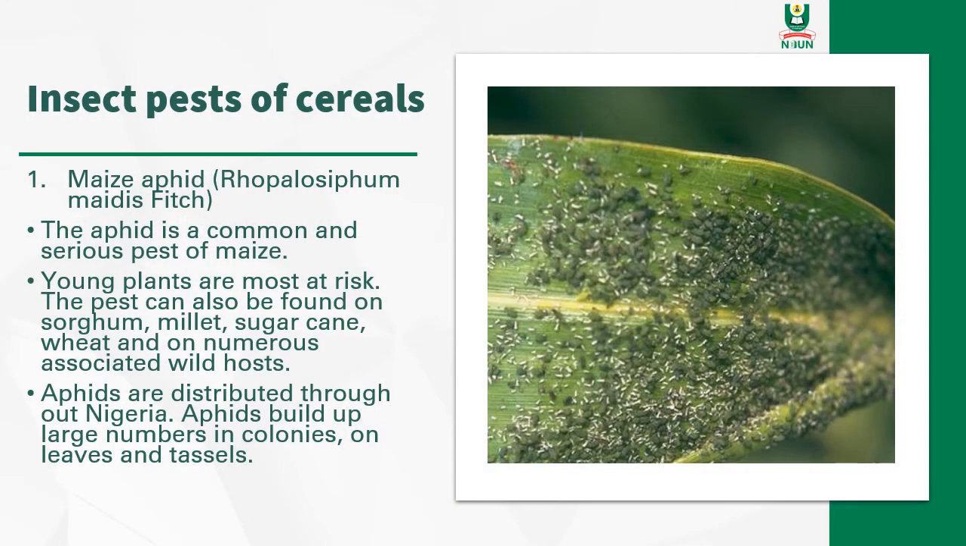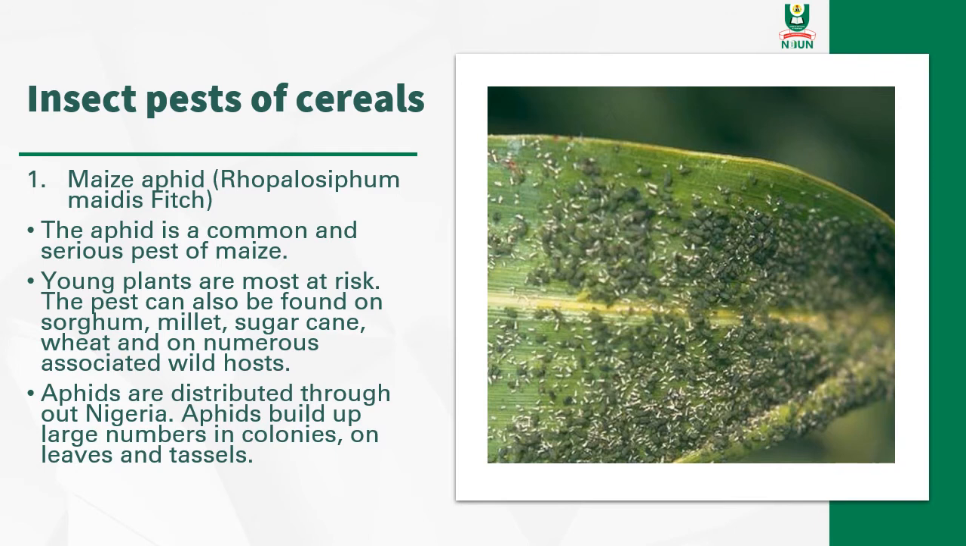Good. So what are the insect pests of cereals? We are going to be taking these crops one after the other so that you will know the insect pests of certain crops and how to control them. So we are going to be taking the insect pests of cereals right now and the method of control. So we have the first insect pest, which is the maize aphid.